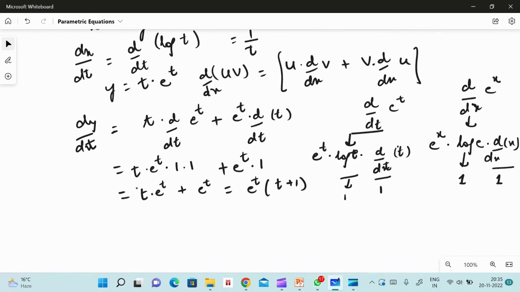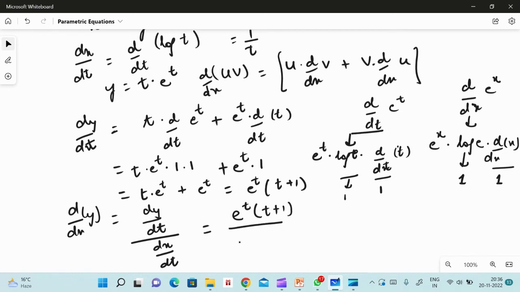Now I have to calculate the value of dy by dx as a function of t. So in this case, my formula is dy by dt divided by dx by dt. What is my value of dy by dt? It is e power t into t plus 1, divided by the value of dx by dt. It is 1 by t. Here it is written. Okay. So if I solve it further, I will get t into e power t into t plus 1. So this is my solution. Clear?